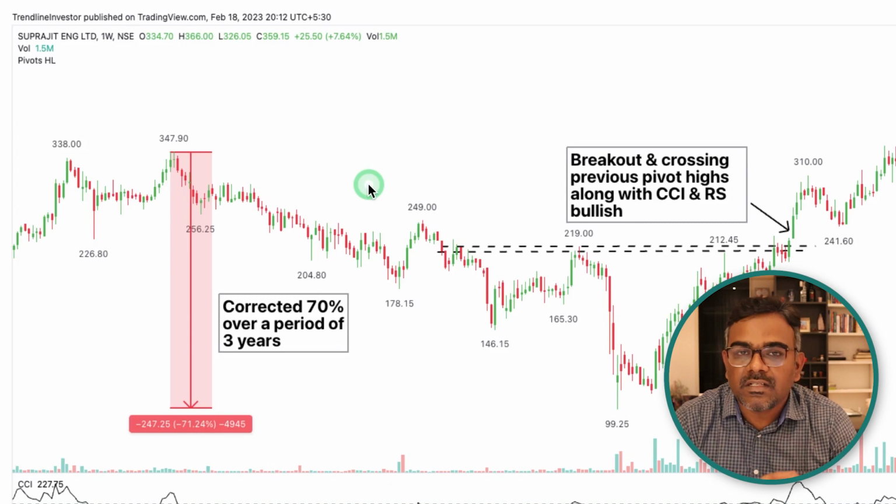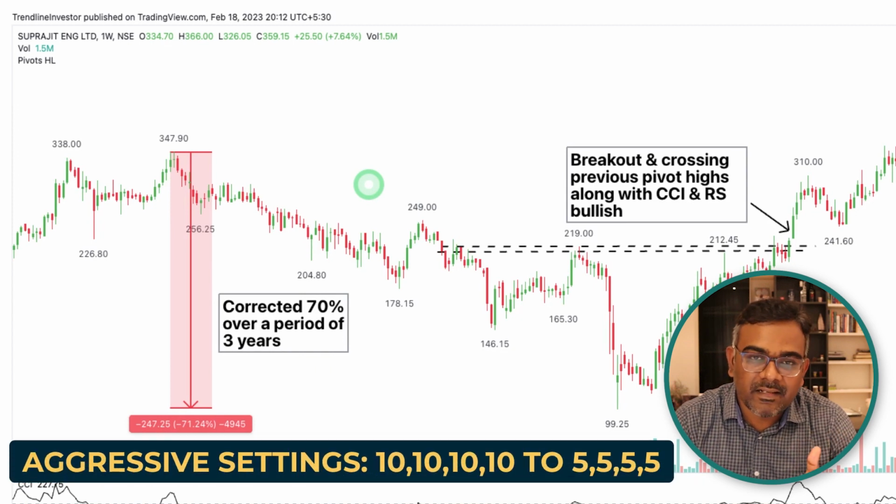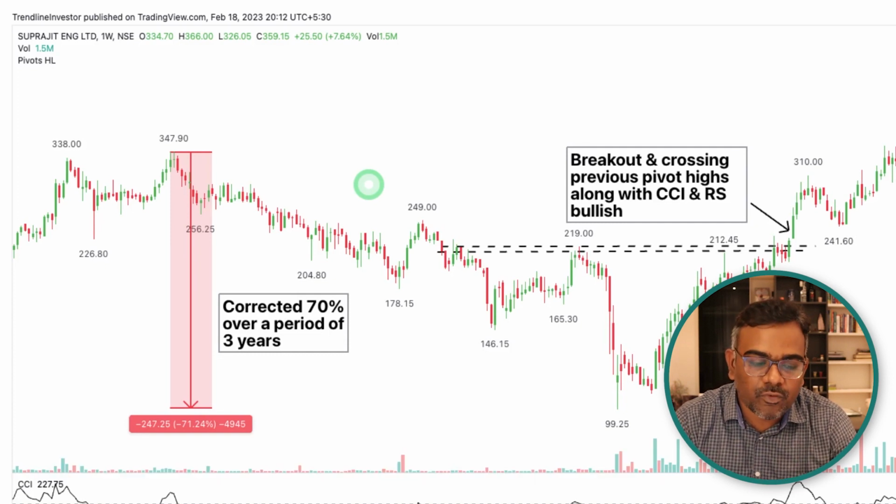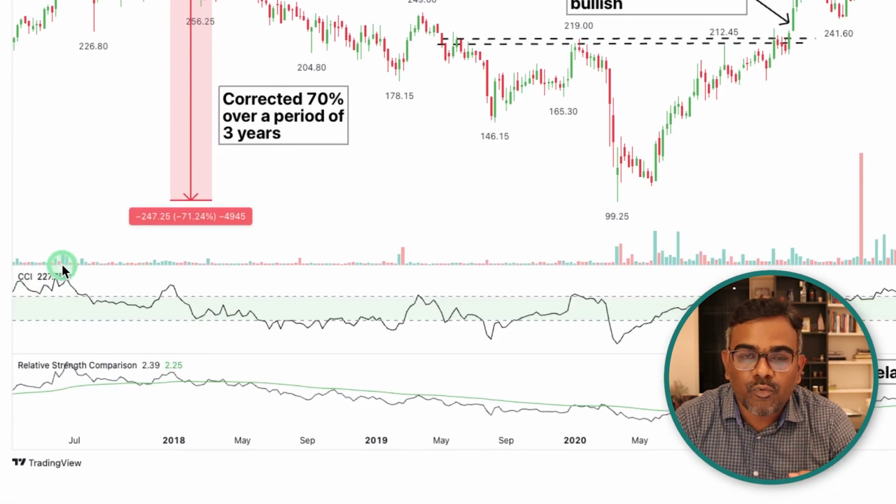The settings I've used is the default setting. There's nothing to change. But in case you want to be a little aggressive, you can use the settings. The number is 10, 10, 10, 10. You can change that to 5, 5, 5, 5 if you want to be a little more aggressive. This is the default setting in TradingView. That's the first indicator. The second indicator I'm going to show you is the commodity channel index.